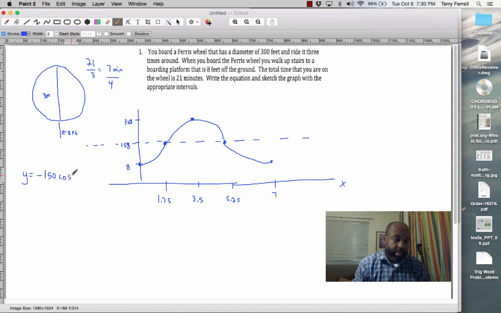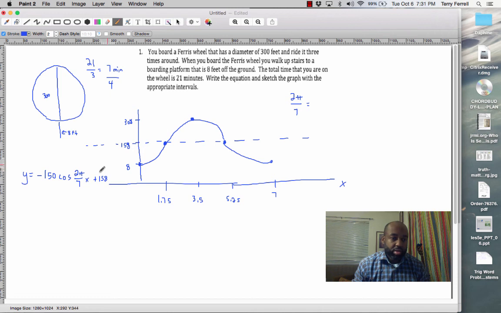Cosine. Now I need to find my frequency, and we simply do that by going 2 pi divided by your period, which is 7. Let's leave it as 2 pi divided by 7. It's 2 pi over 7 x, and your midline is 158. That's plus 158. That's your equation. I think that's all we had to do.